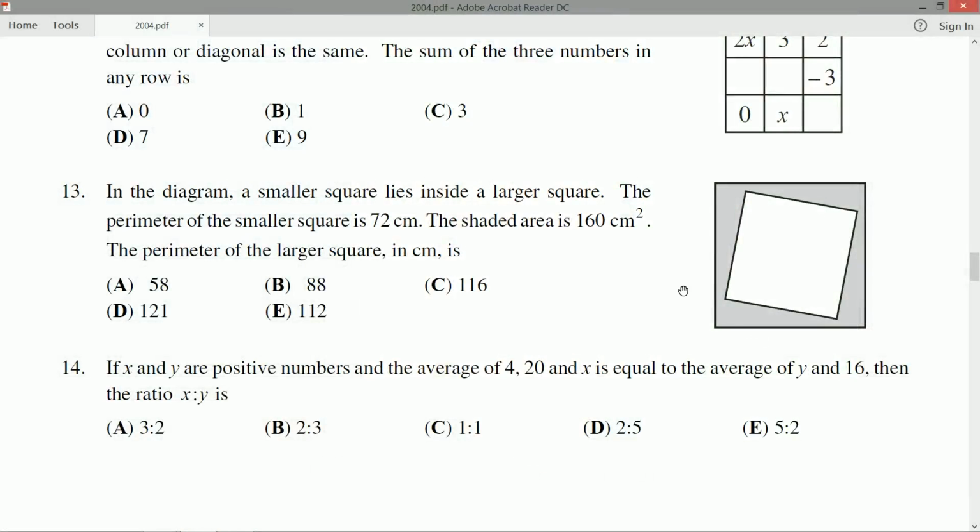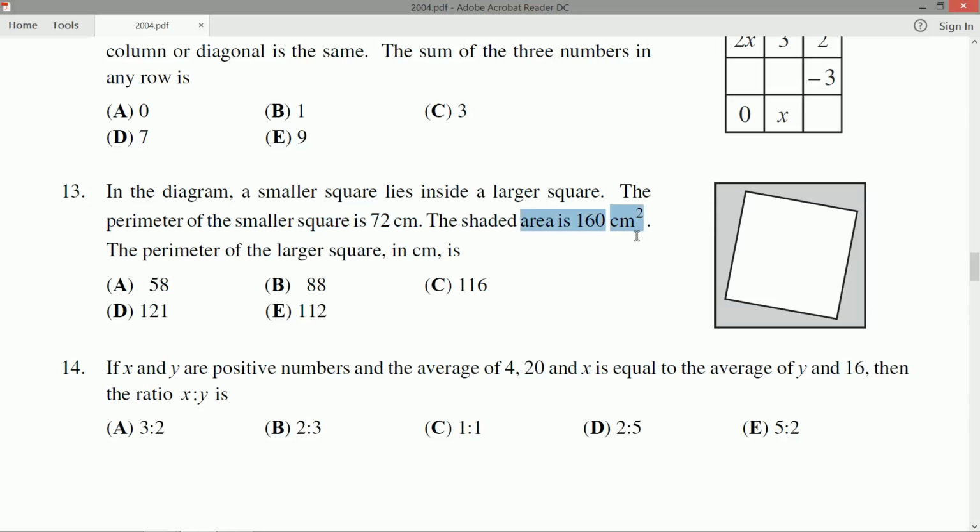In the diagram, a smaller square lies inside a larger square. Okay, so we're told these are squares, but they're not connecting in any way. Usually when I see these sorts of smaller squares inside a larger square, they're tilted and connected and we get right angle triangles. We don't have anything like that this time. The perimeter of the smaller square is 72 centimeters. Well, if I know the perimeter of a square, I can work out the side length of that square. Good to know. Good to start thinking about this. What information am I given, and how can I turn that into other information that I might need?